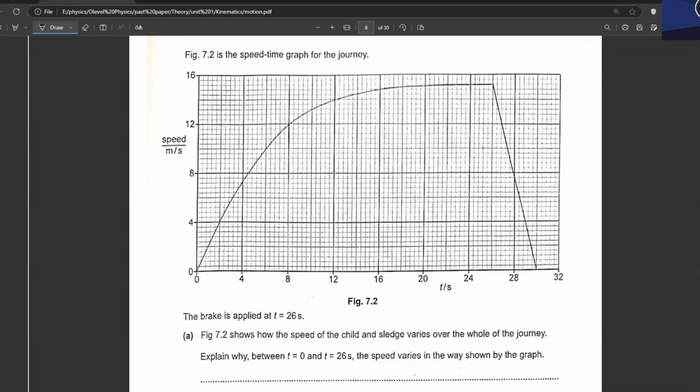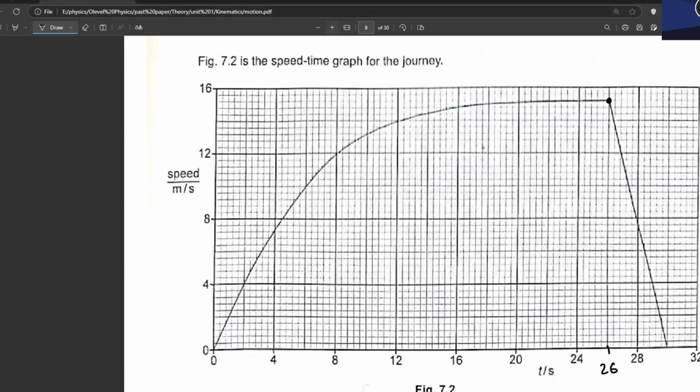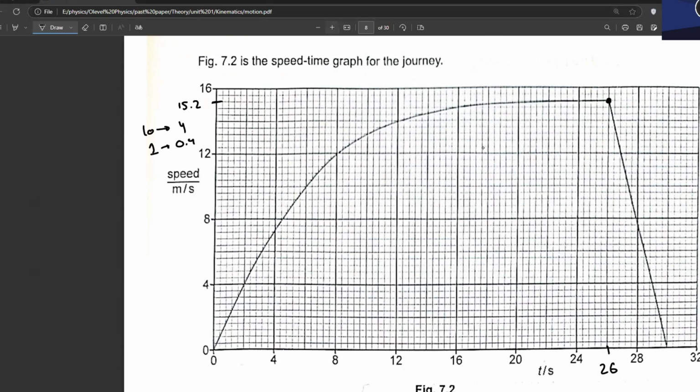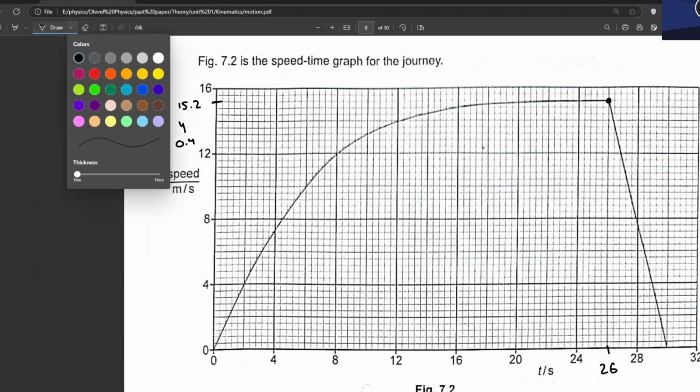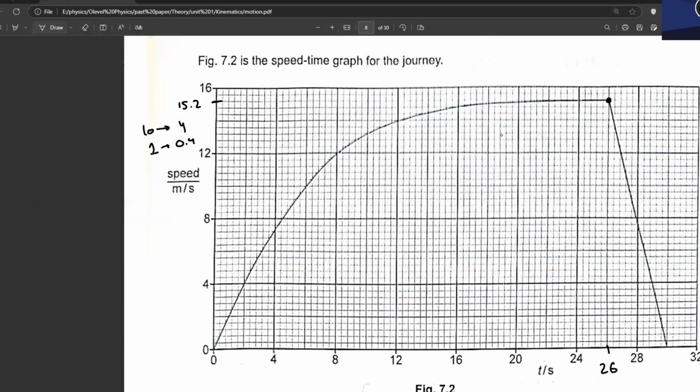The brake is applied at 26 seconds. So basically, somewhere here, 26 seconds, maybe this value. And what will be the speed at this value? Let's calculate that as well. It is two boxes from the top, that is this value. 10 boxes are covering 4 units. One box will cover how many units? 0.4 units. So this will be 15.6 and 15.2. Yeah, so the velocity initially is 15.2. Let's see if we need that or not.